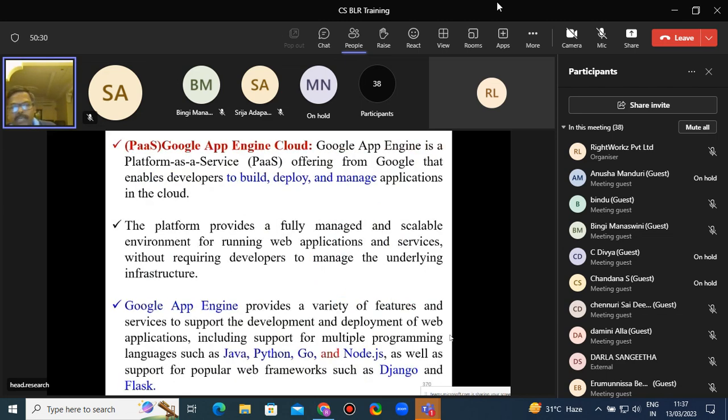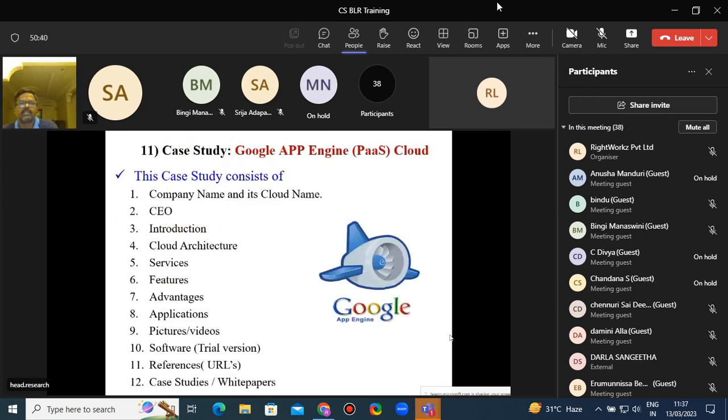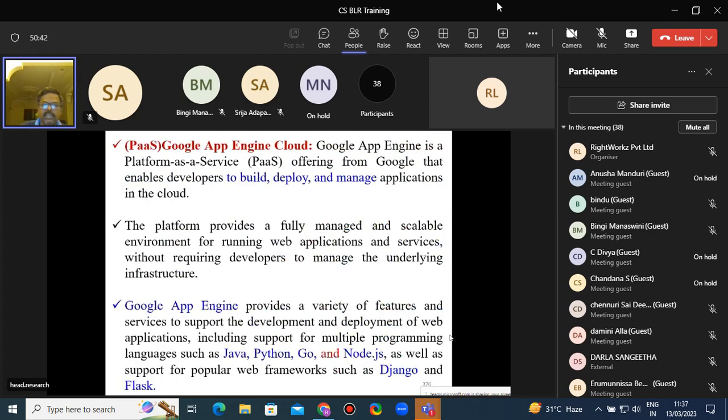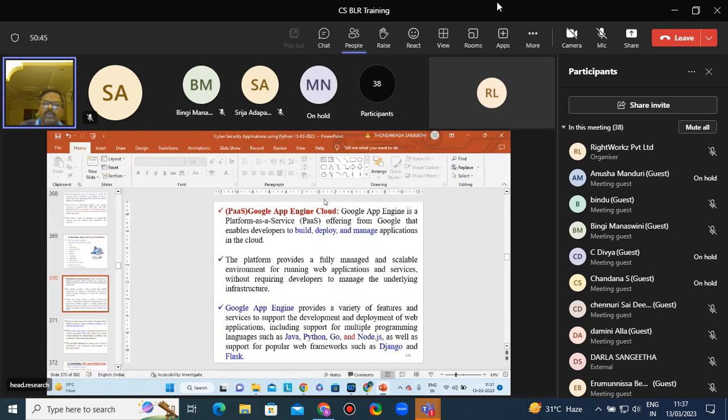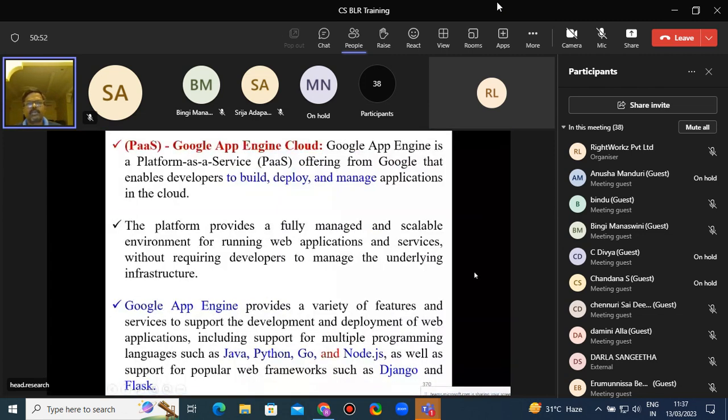So under platform as a service cloud, Google App Engine is a very famous cloud, people call it as. So platform as a service cloud. Google App Engine is one of the platform as a service cloud offerings from Google that enables developers to build the application, to deploy the application and manage the applications in the cloud environment.